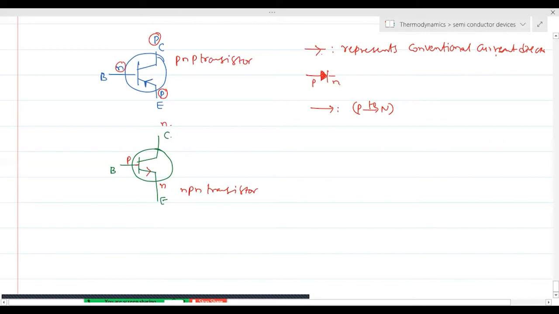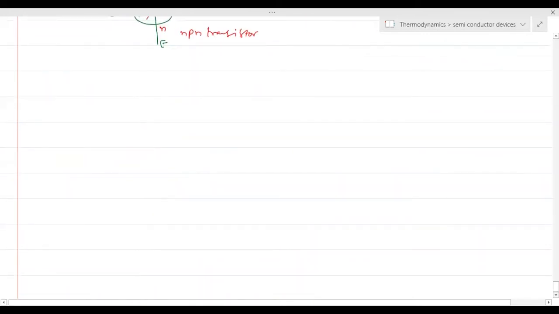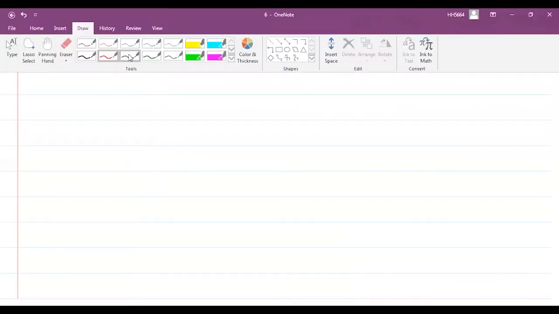Now we will understand the functioning of the NPN transistor. After that we will take its characteristics.